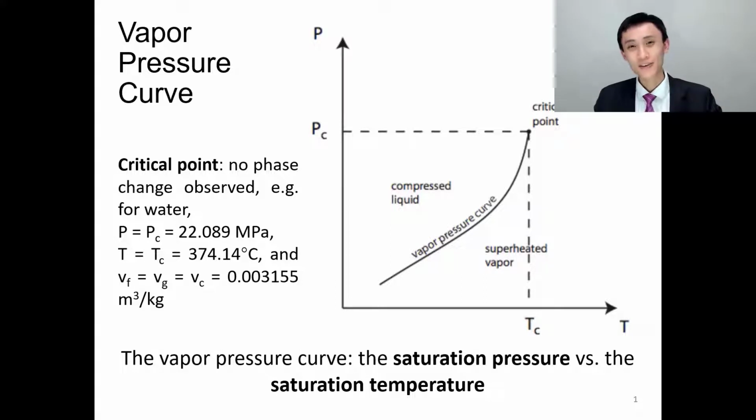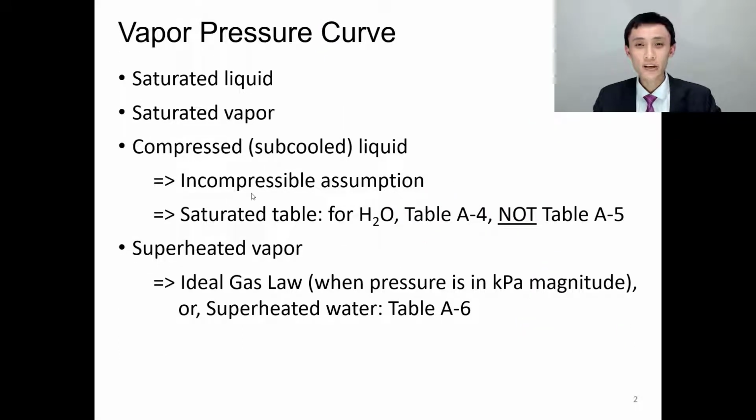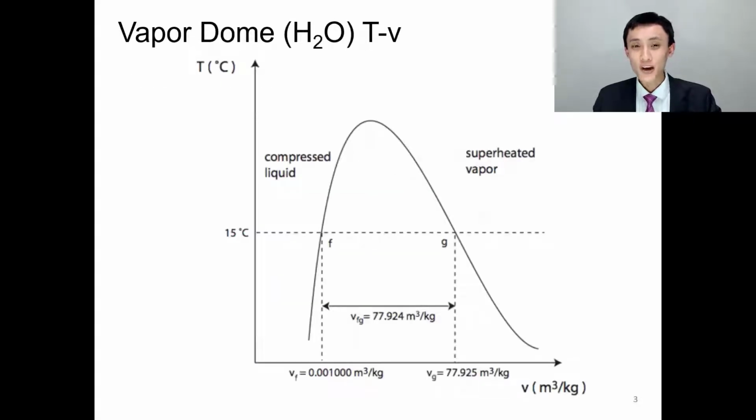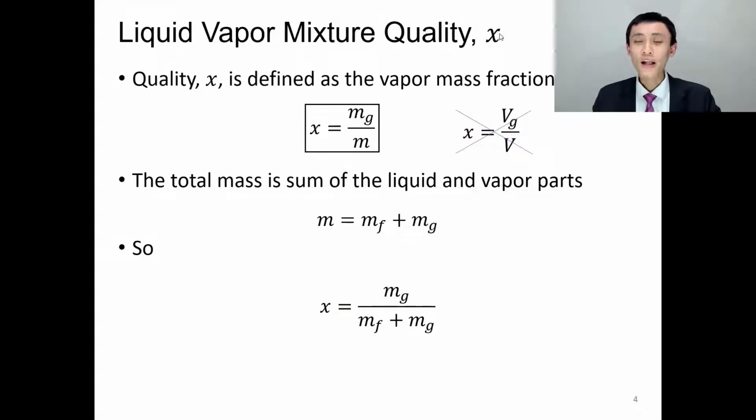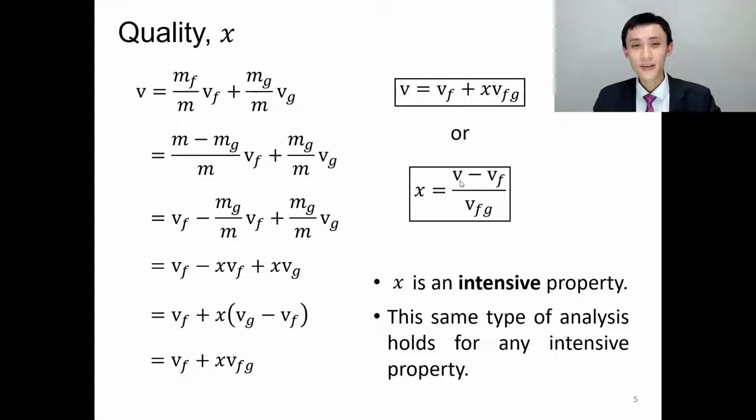So in the past videos, we have learned the ideal gas law and how to look up properties by looking up the thermodynamic property table. We have also learned the vapor pressure curve to determine whether it's going to be a liquid phase or gas phase, and the procedure of dealing with properties if they are liquid or superheated vapor. And we have learned the vapor dome and the quality if it's a mixture. The quality is v minus v sub f divided by v sub fg.